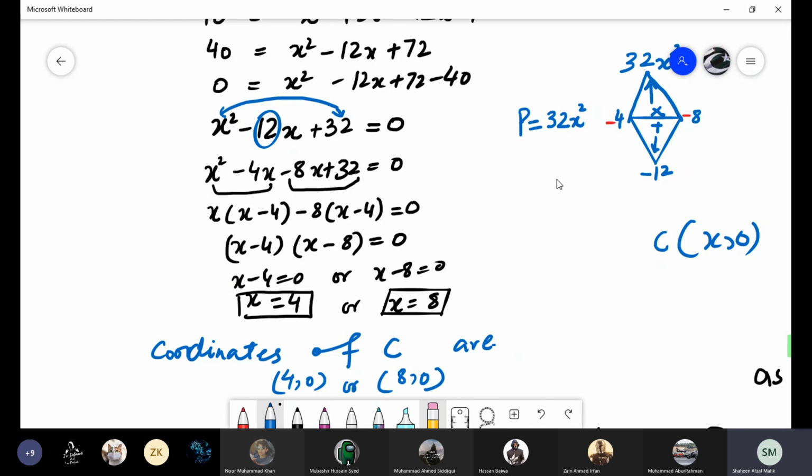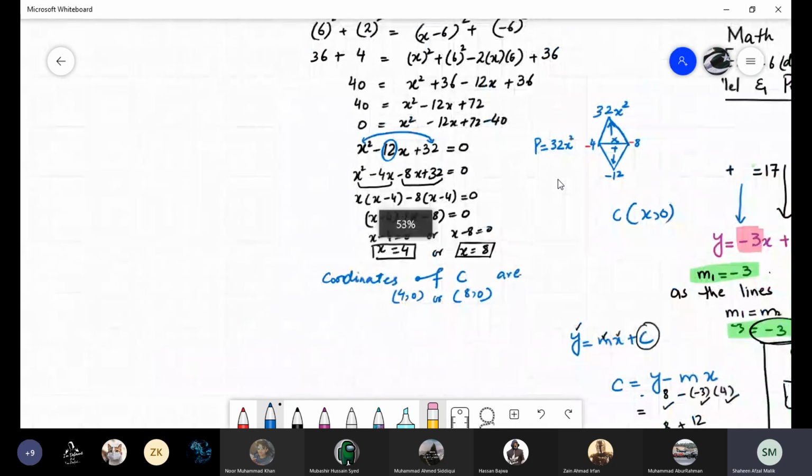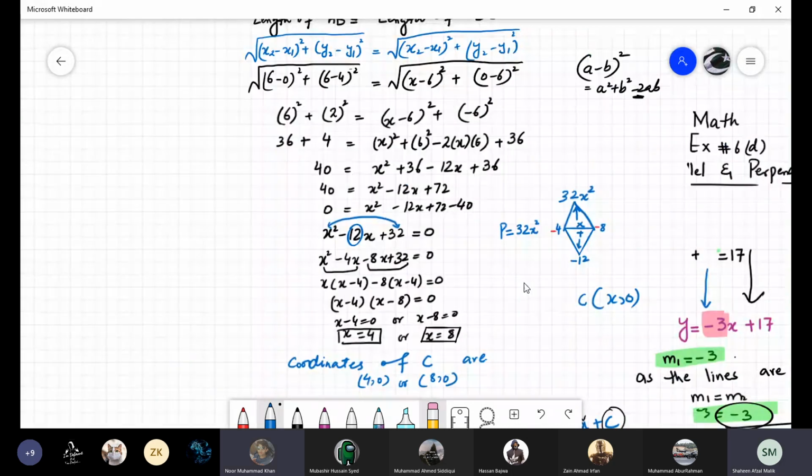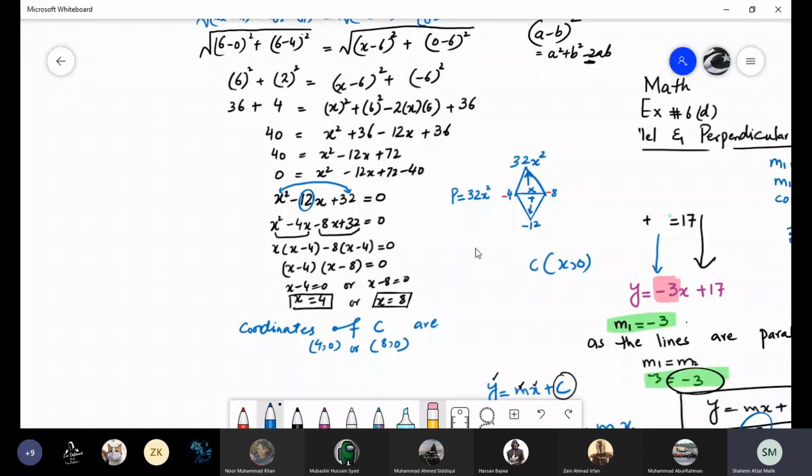Can I zoom out so you can easily do it? Yes. But one minute, let me erase all of yesterday's stuff. Here it is.